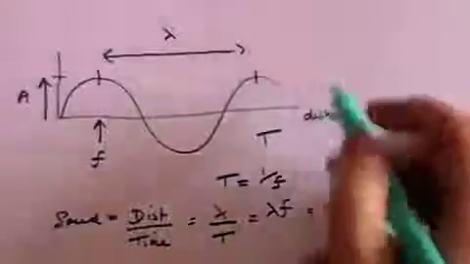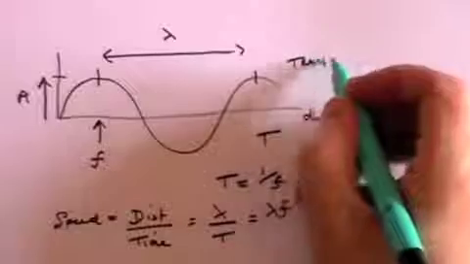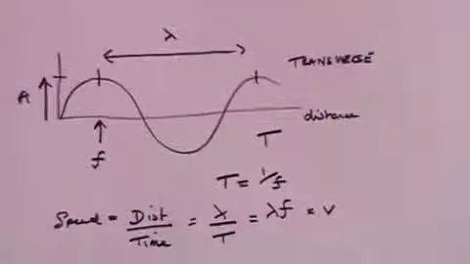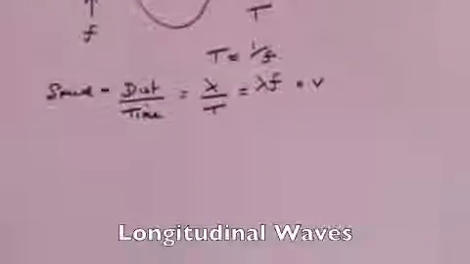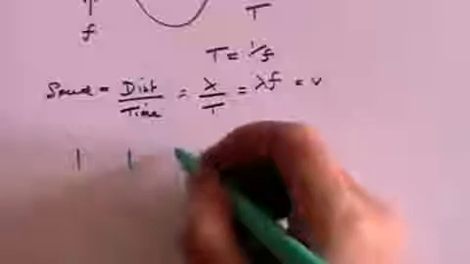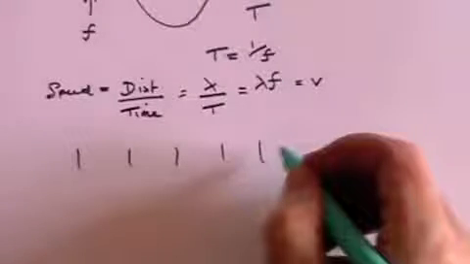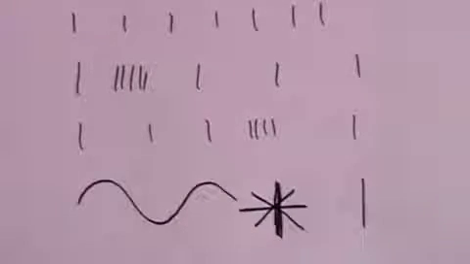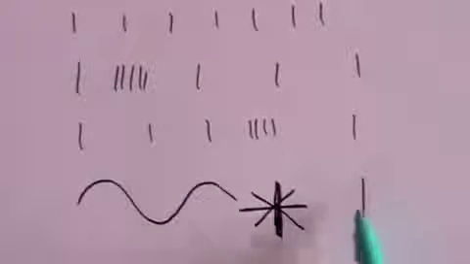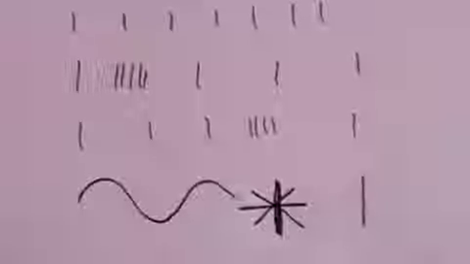These waves are called transverse waves, but you can also have what are called longitudinal waves, and sound waves are longitudinal waves. But you can force a transverse wave to travel only in the up and down direction, and that would then become a polarized wave.